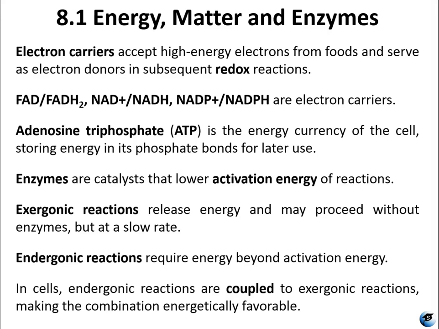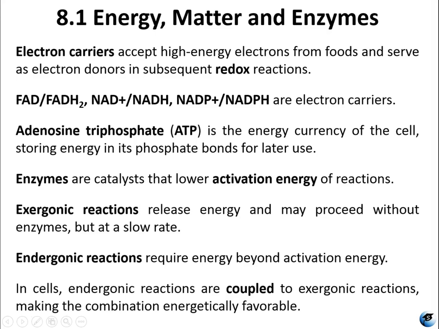ATP is short for adenosine triphosphate, and this is the currency. This is energy for cells. And what it means when it says the energy currency is that it's the way that cells can use energy. It's this molecule. It stores energy in its phosphate bonds that can be used in reactions later on.